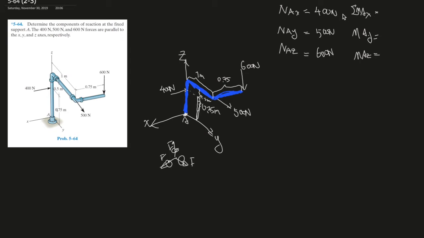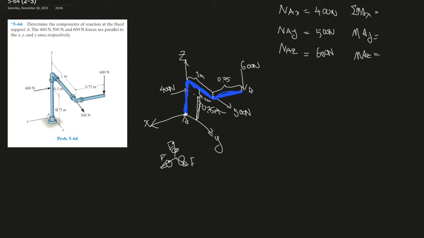And now we're going to try to calculate the moments, right? The moment at z is kind of common sense, because it's 0. Let me give you a heads up: for 500, here's a proof. 500 is acting directly onto the z-axis. 400 as well. That means these two forces do not generate any moments in the z direction.